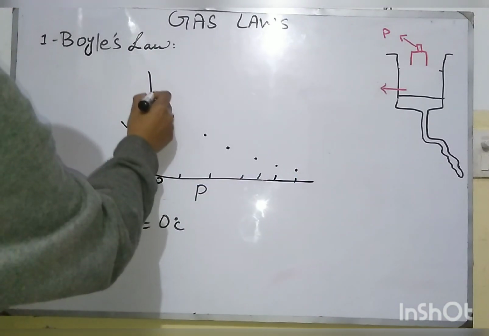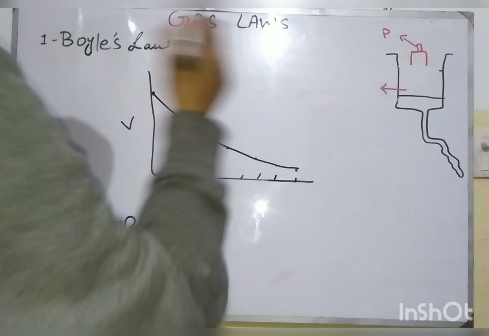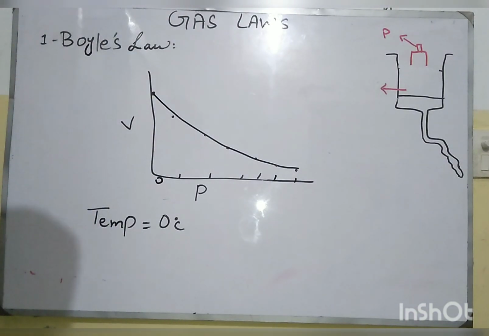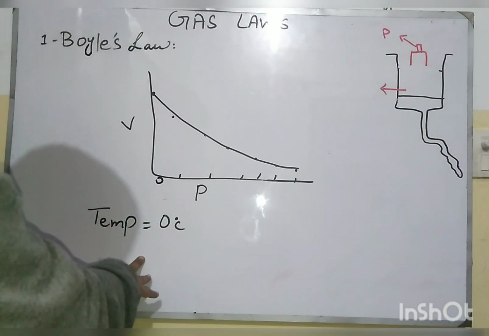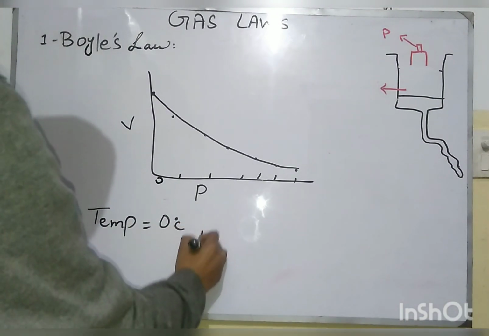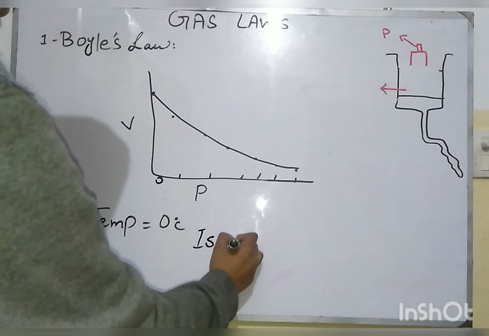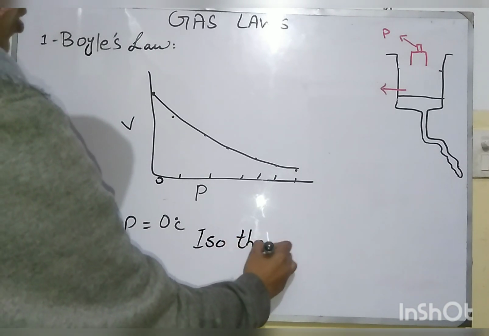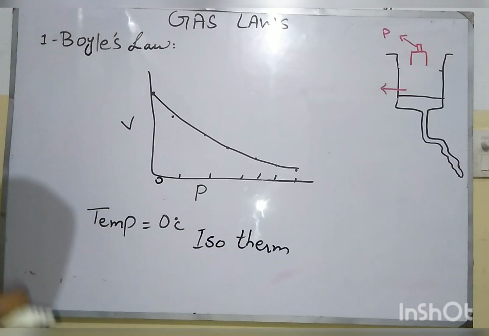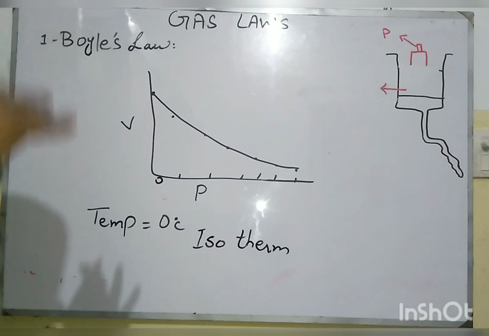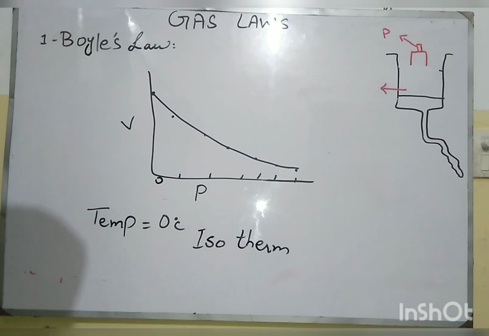So in this way we get a curved plot between pressure and volume, and this type of graph is known as an isotherm. Why isotherm? Because it is plotted at constant temperature. Iso means constant or same, and therm means heat. Because this graph is plotted at constant temperature, the curve which we obtained is called an isotherm.